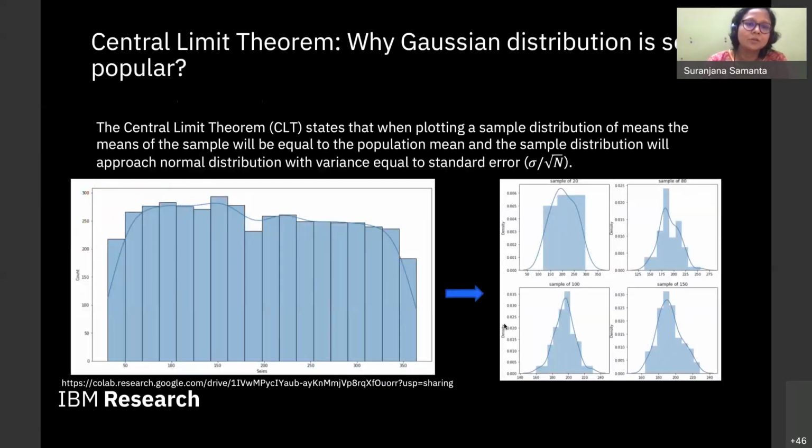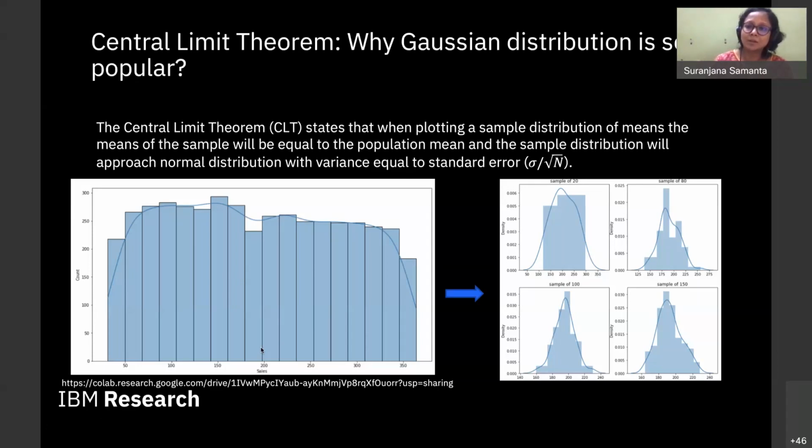Another very important concept is the central limit theorem. The question comes: why do we always use Gaussian? The Gaussian distribution is very, very important. Most of the time we assume that the underlying distribution is Gaussian, and this is mostly because of the central limit theorem. What it says is, let's say you have data which does not look at all like a Gaussian.